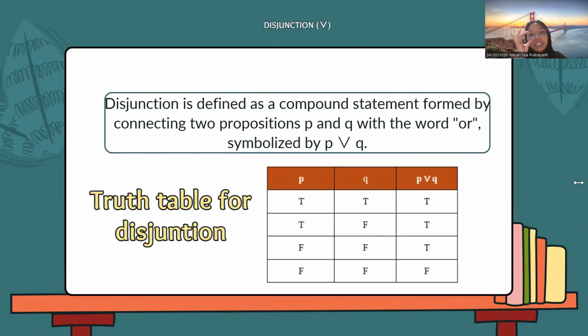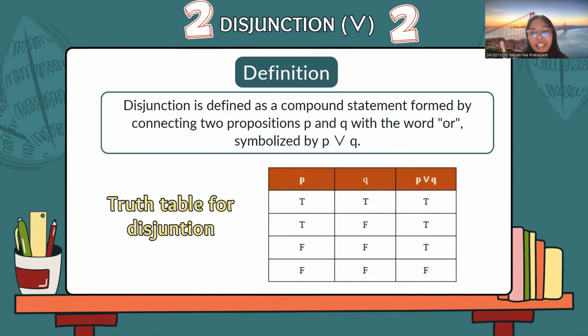Next, the second is about disjunction. Disjunction is defined as a compound statement formed by connecting two propositions P and Q with the word or. You can see the symbol here. And I also have the truth table for disjunction.